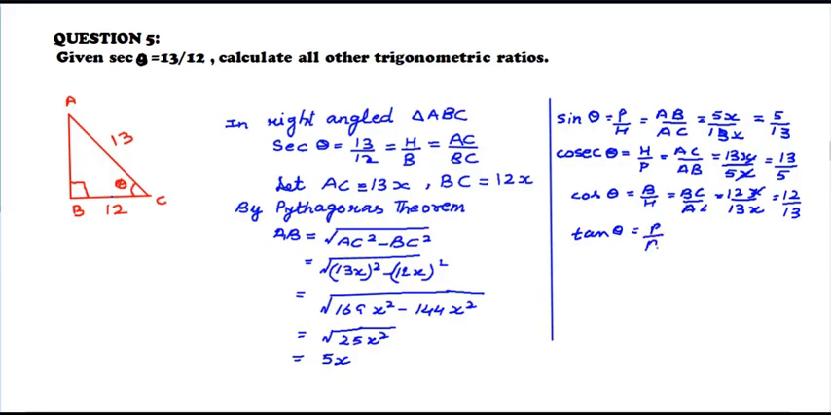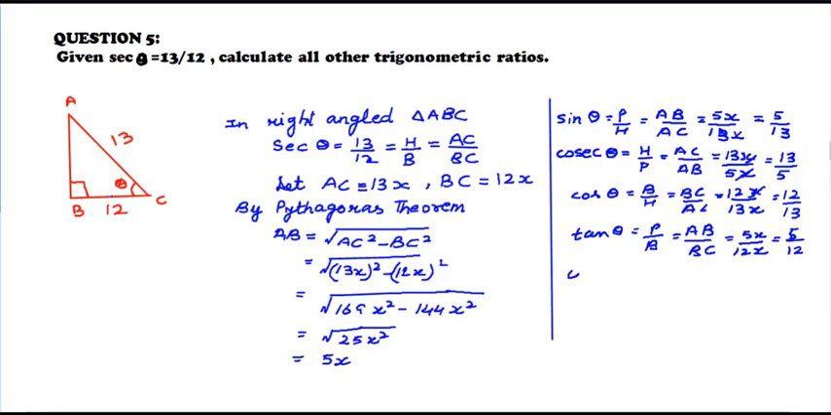Now tangent theta. Tangent theta is equal to perpendicular upon base. That is equal to AB upon BC. So that is equal to 5x upon 12x. X and x gets cancelled out. What remains is 5 by 12. So tangent theta is 5 upon 12.